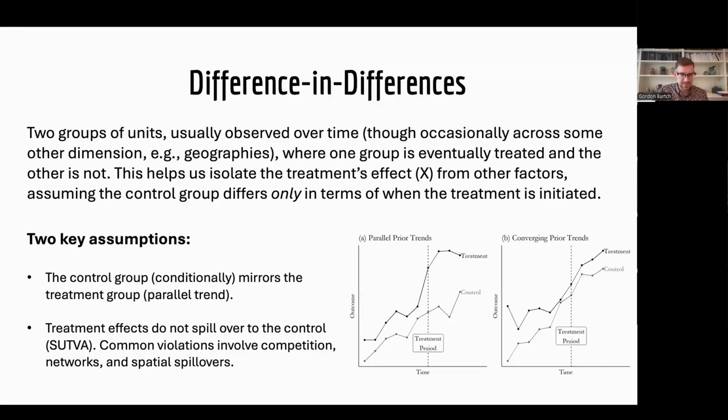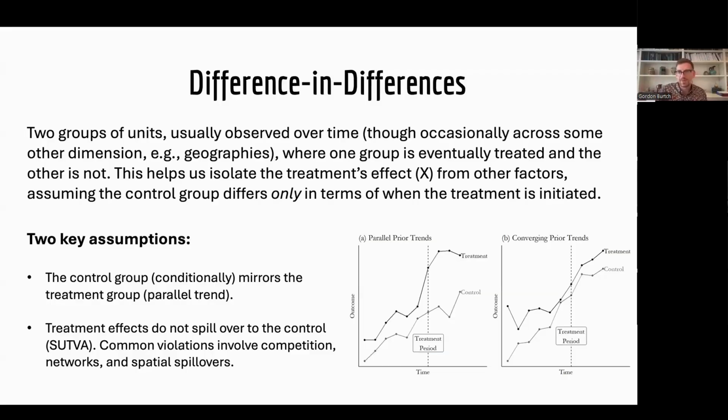So for example, if I'm looking at companies that are selling products and they're in competition with each other to make sales, when I treat one and its sales go up, their competitors' sales could go down as a result, right? Because they've lost sales to the competitor. In this situation, you're not getting a good counterfactual for what would have happened in the absence of treatment, because the control group has been causally affected to have their sales drop. That's a problem. That's a SUTVA violation.